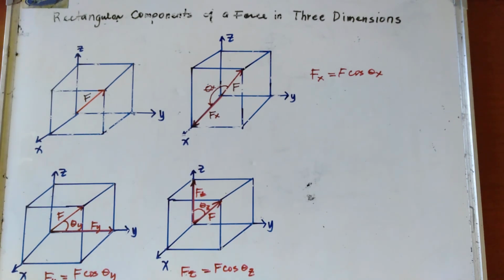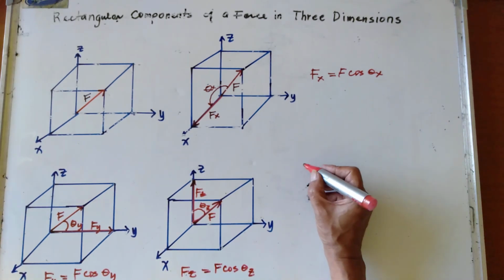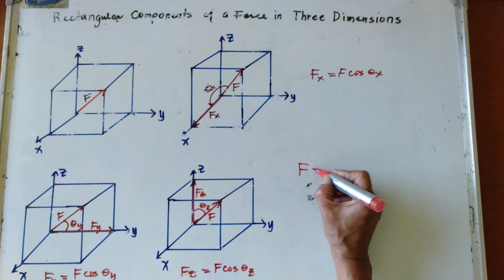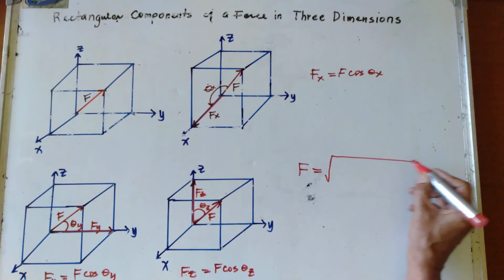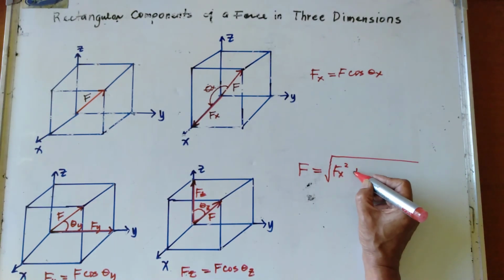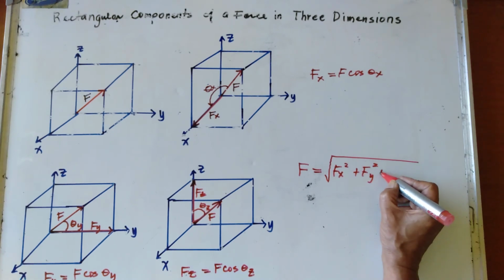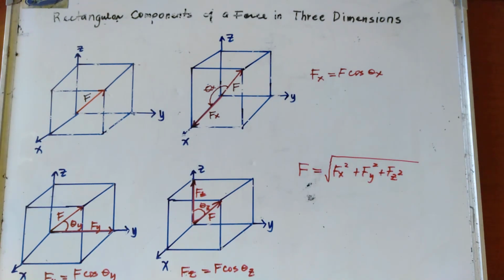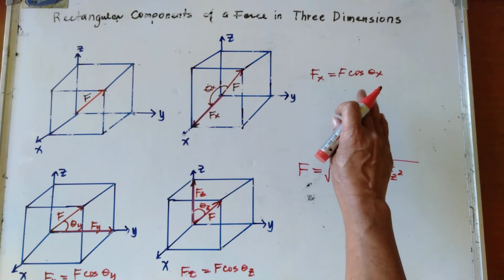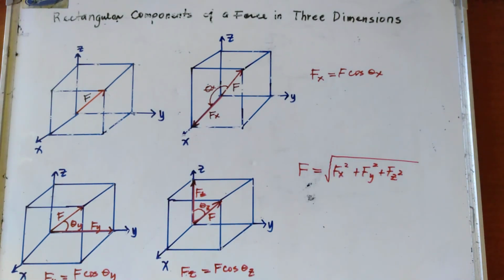Now, if we know the rectangular components of this force F, then we can determine the magnitude of the vector F. The magnitude of the vector F is equal to the square root of Fx squared plus Fy squared plus Fz squared. Your Fx is F cosine of theta x, your Fy is equal to F cosine of theta y, and your Fz is equal to F cosine of theta z.